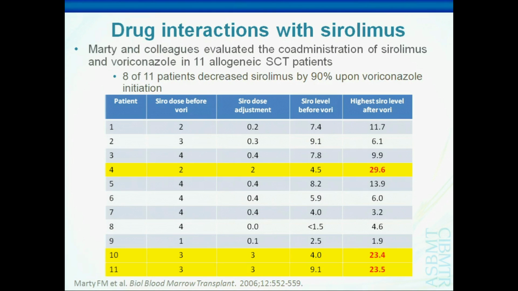Dose before was 2 milligrams. Dose adjustment did not happen, it remained at 2 milligrams. Sirolimus dose before was 4.5, and their sirolimus level after voriconazole administration was almost 30. And you can see some same results down on patients 10 and 11. So essentially, there was a 3 to 5-fold increase in the sirolimus level when voriconazole was administered.